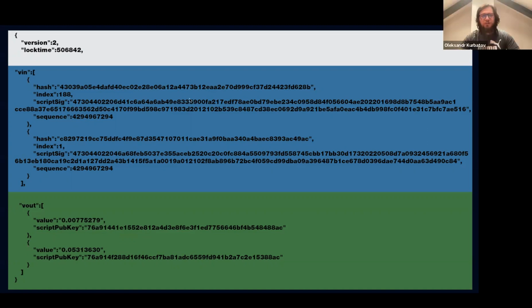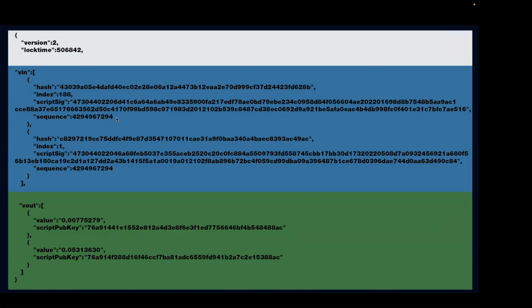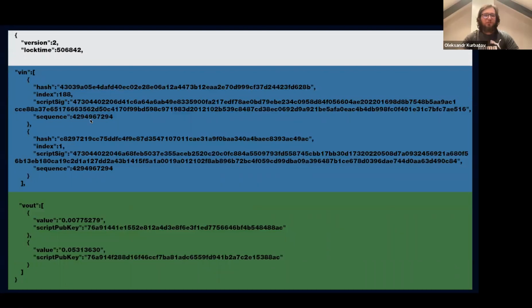Script signature, as I said, usually includes a digital signature and sometimes a public key. So it's just cryptographic values that allow you to prove that this money is yours. Sequence, as I said, is just a big number, and you can decrement it after you create a new version of the transaction. It just indicates to the validator. It's a random number? Not random. You can define it as any number you want, and it will not affect protocol rules. It's just easier for validators to process this transaction.